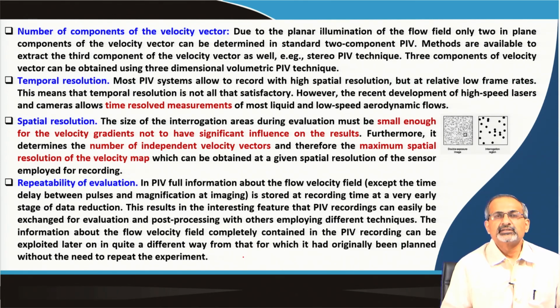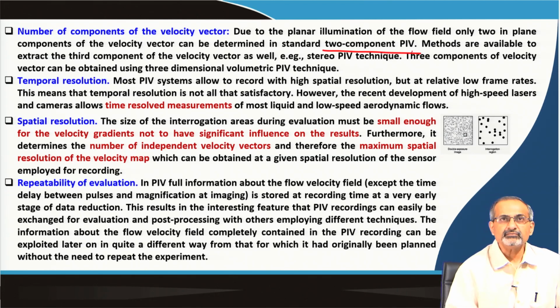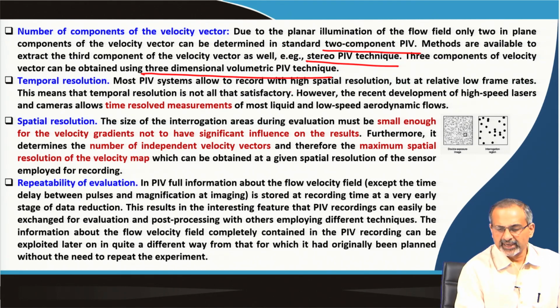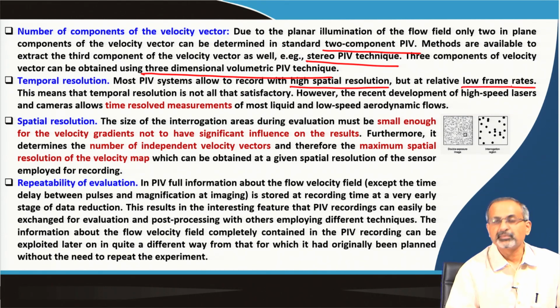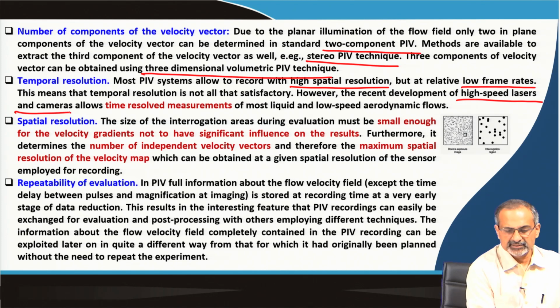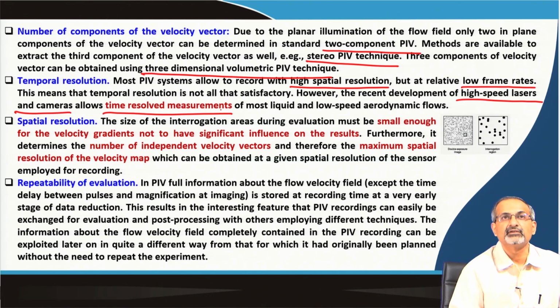Number of components of the velocity vector. Due to the planar illumination of the flow field, only two in-plane components of the velocity vector can be determined in standard two-component PIV or 2D PIV. Methods are available to extract the third component as well using a stereo PIV technique or a complete three-dimensional volumetric PIV technique. When it comes to temporal resolution, though PIV has high spatial resolution, as we mentioned earlier, it still has comparatively low frame rates, and with high speed lasers and cameras we should be able to further improve the time resolved measurements.